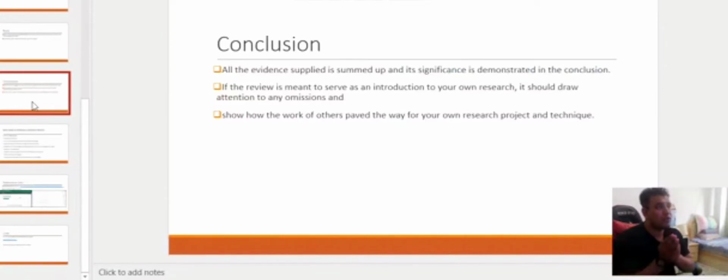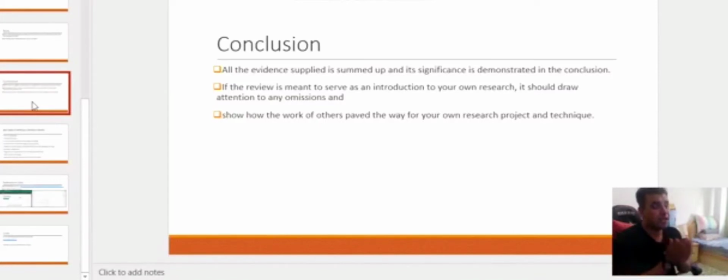So all the evidence supplied is summed up and its significance is demonstrated in the conclusion. If the review is meant to serve as an introduction to your own research, it should draw attention to any omissions and how the work of others paved the way for your own research project and techniques.